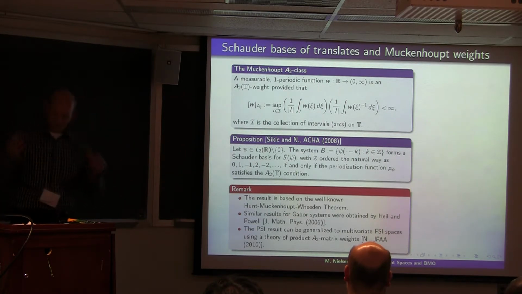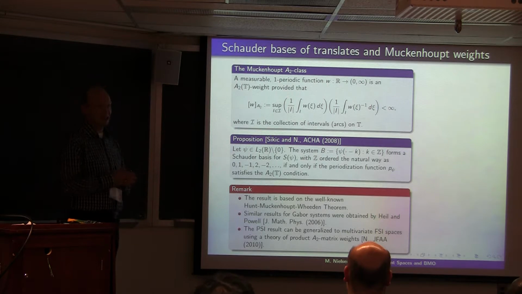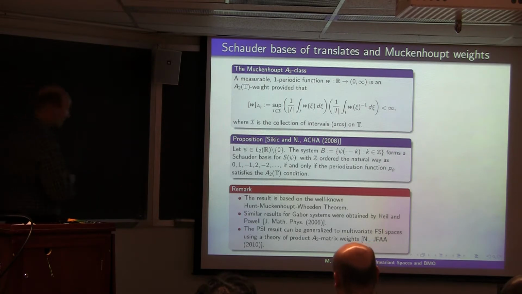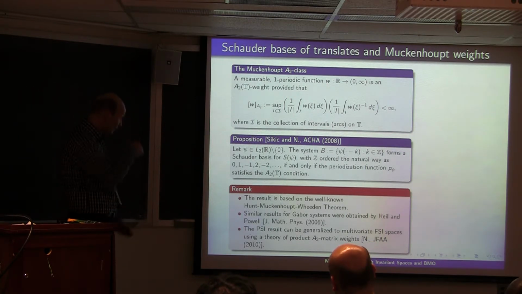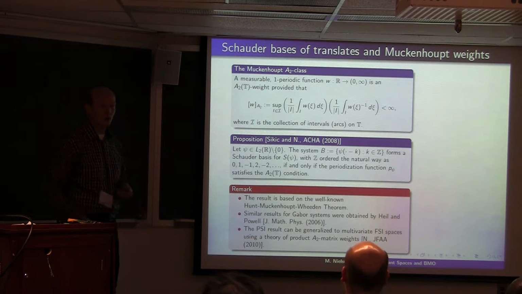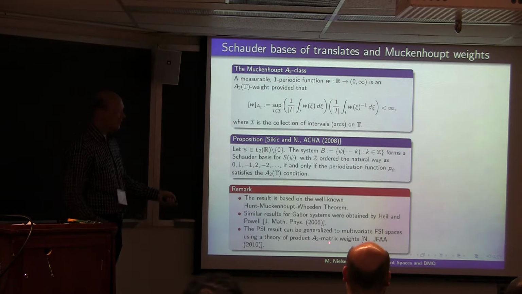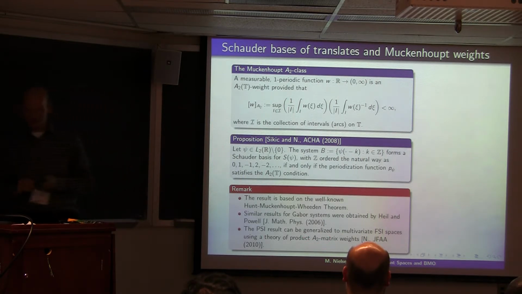What I should also mention is that if you relax on having only one generator and allow the setting in full generality, as an FSI space with generators in R^d, you can indeed get an equivalent result, but it's much more tricky, and that would be a completely different talk. The basic tool is that you have to introduce A2 matrix weights, and then define a so-called product class of these weights, and with that setup you can get equivalent characterizations: you get a Schauder basis if and only if the Gramian is in this A2 class. But I won't go into further details.